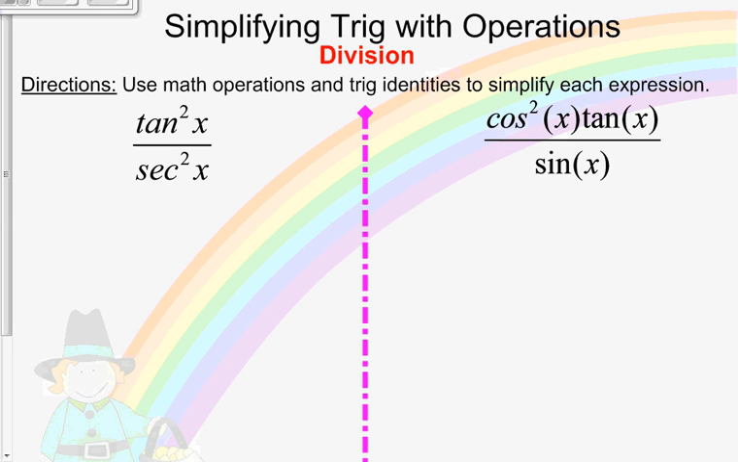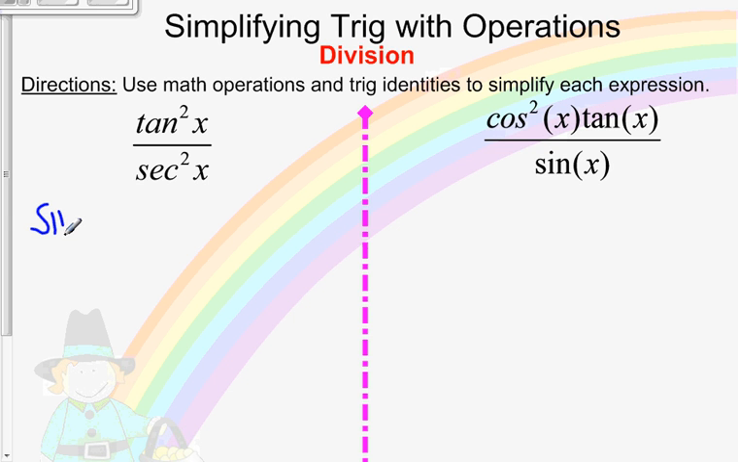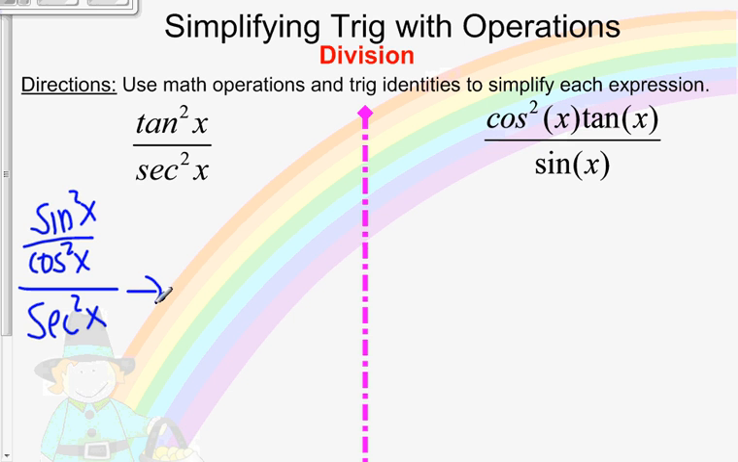So we've got tan squared over secant squared. So we can rewrite tangent as sine squared of x over cosine squared of x. And this is all over secant squared of x. Now remember, when we're dividing fractions, we keep the first and flip the second. So this is going to become sine squared of x over cosine squared x times the bottom flipped.